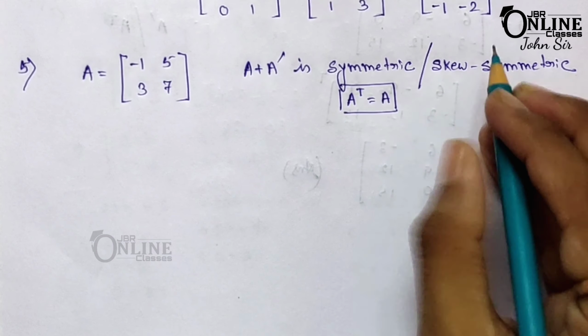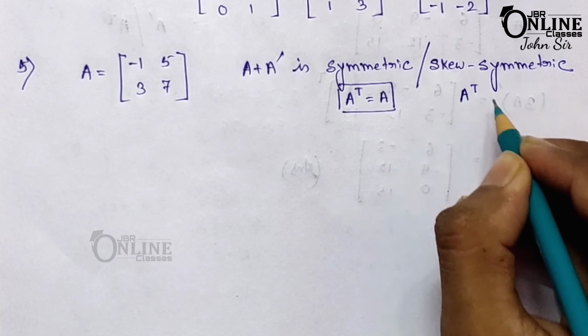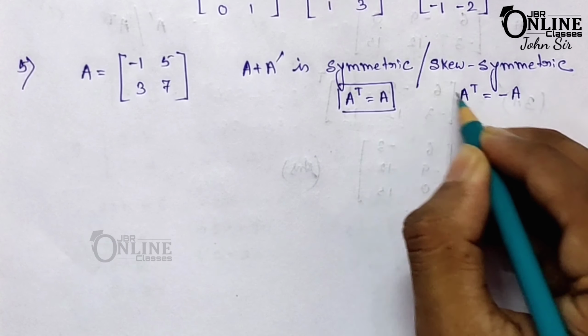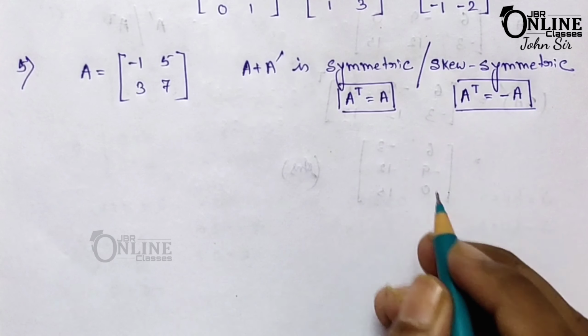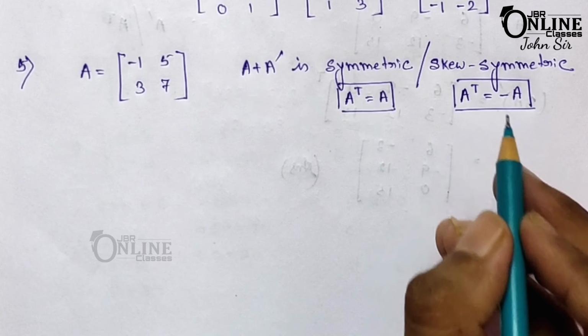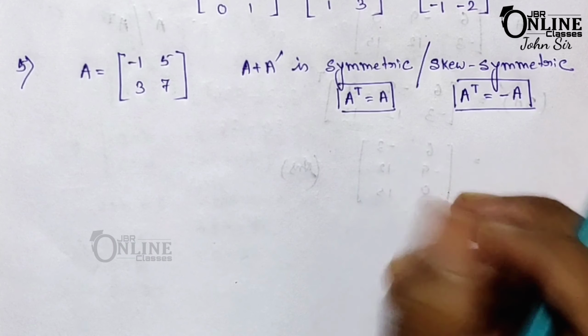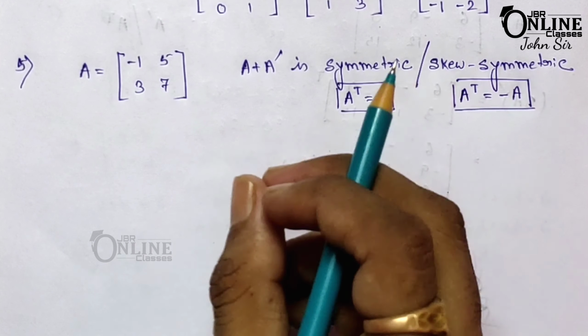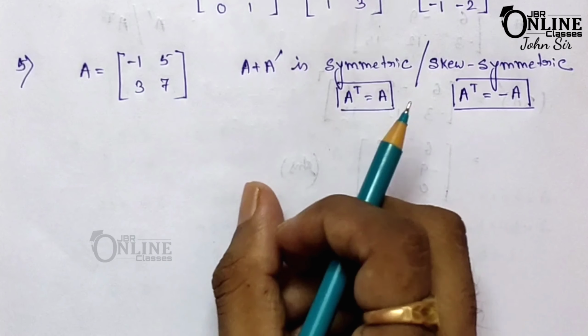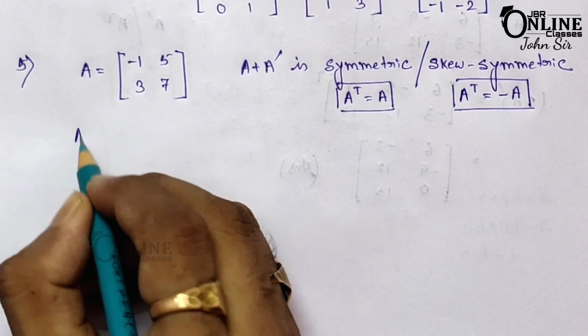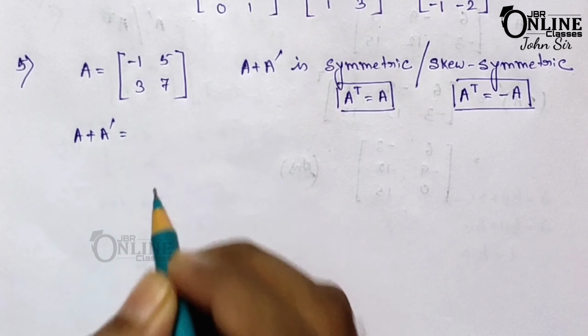And the next one, skew symmetric. Skew symmetric means A transpose equal to minus A. That means if you multiply minus 1 with each and every element, and then it will be equal to the transpose of that matrix, then it will be skew symmetric matrix. Okay, so first here you have to find out A plus A transpose.